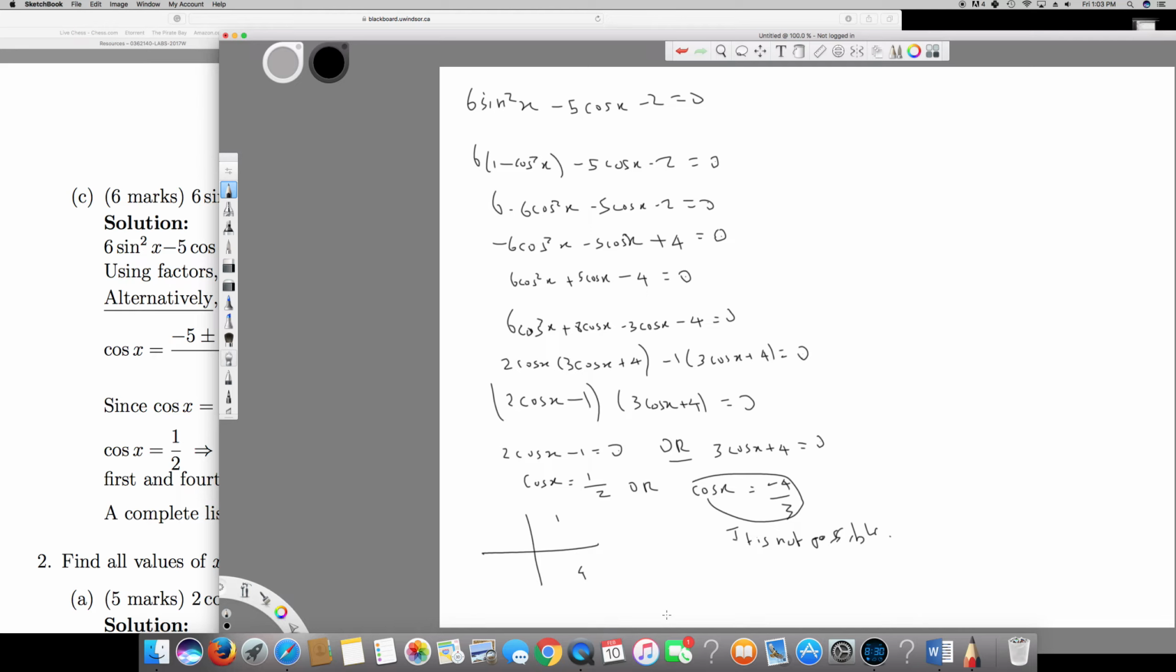Cos is half at 60 degrees. 60 degrees is equal to what? Pi by 3 in the first quadrant. If you want to look at the fourth quadrant, we have to deduct 60, because from the x-axis it has to be 60 degrees in the fourth quadrant. So it has to be 360 minus 60, which is going to be 300. To find that value in radians, I have to multiply by pi over 180. It's going to be 60 times pi over 180, so pi over 3.